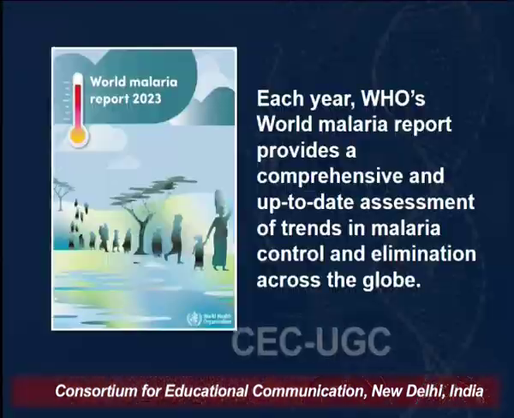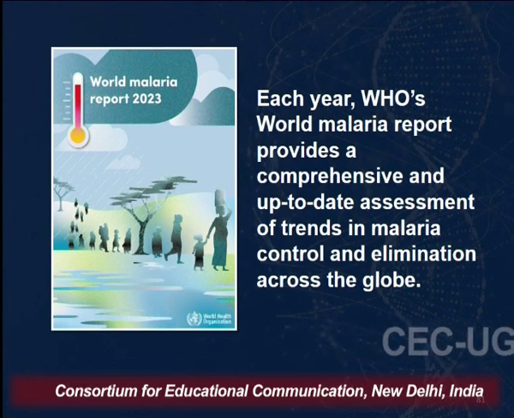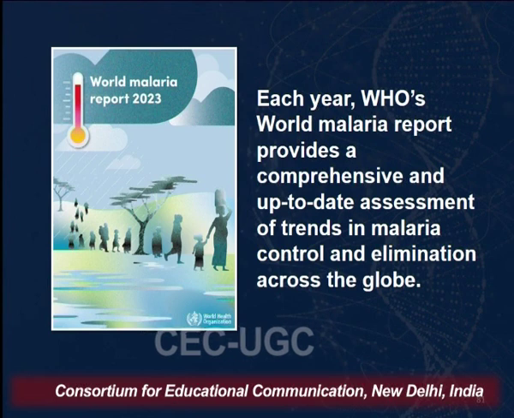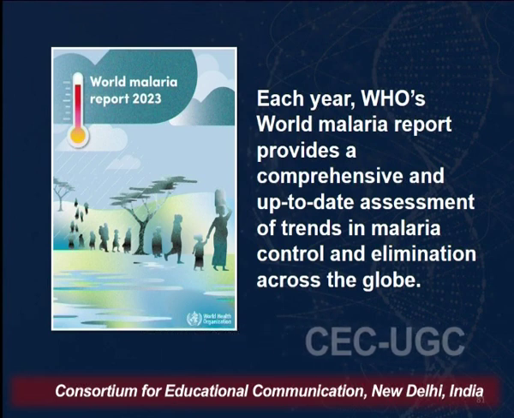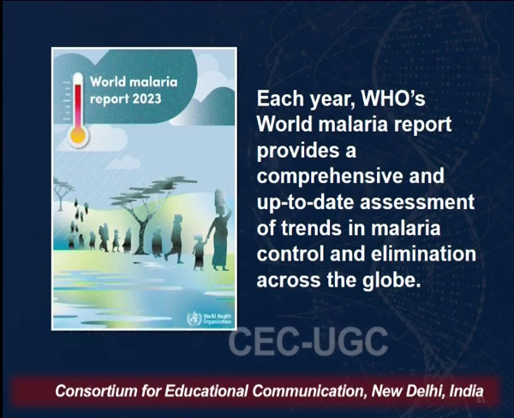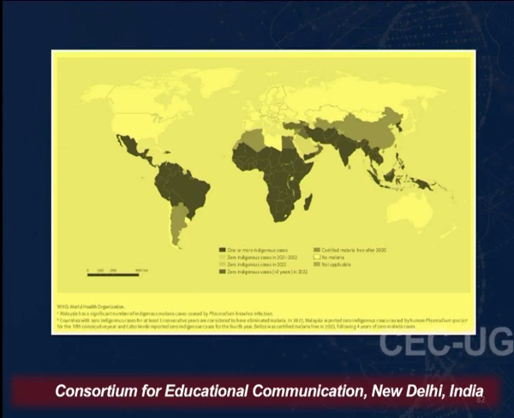Now, every year the WHO comes out with a report which is called the World Malaria Report. This year also they have come up with a report, and it gives a comprehensive overview and update about the assessment and the trends of malaria control and elimination across the globe. So, if we see from the report, this is the picture which is showing the spread of the malaria infection across the various parts of the world.